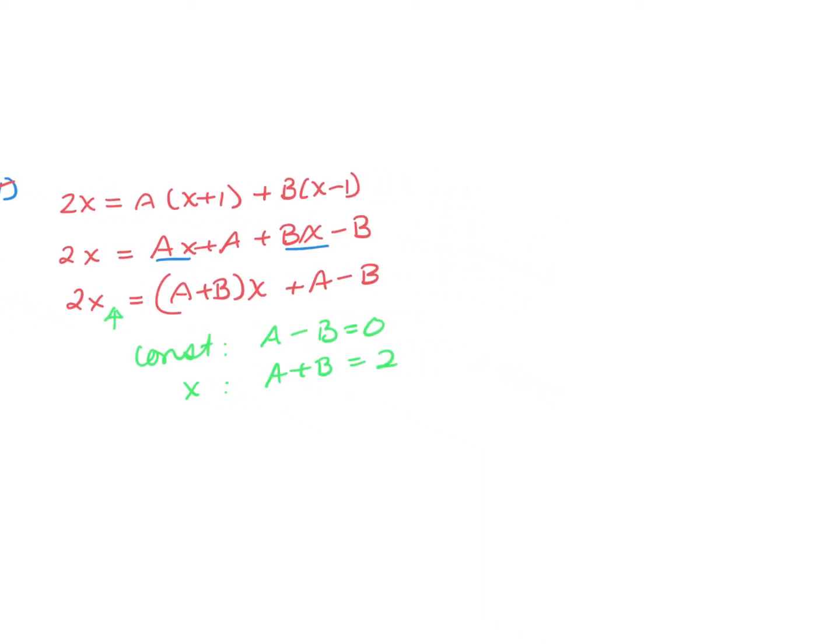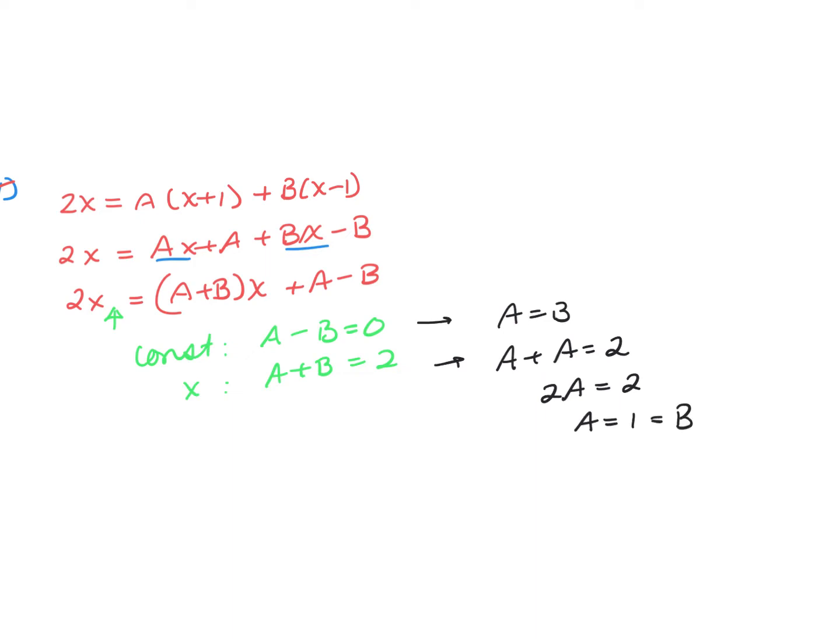So now I started with a rational function. Then I did a little bit of factoring. And then I canceled denominators, and now I'm in the land of linear equations. I have two equations and two unknowns. From this first equation, I know that a equals b. If a equals b, then for the second equation, I have a plus a is equal to 2. So 2a is equal to 2. That means a is equal to 1, which means b is equal to 1.